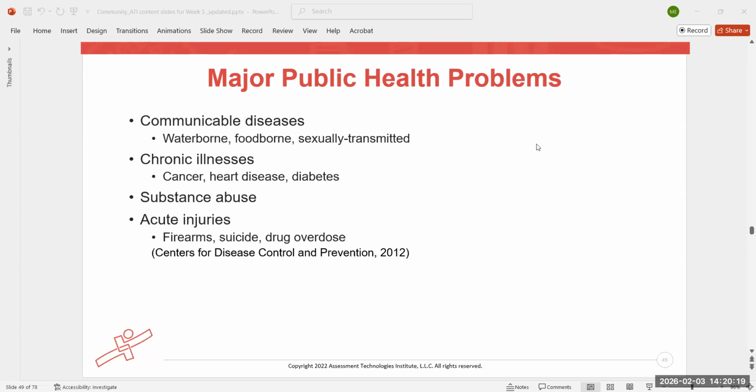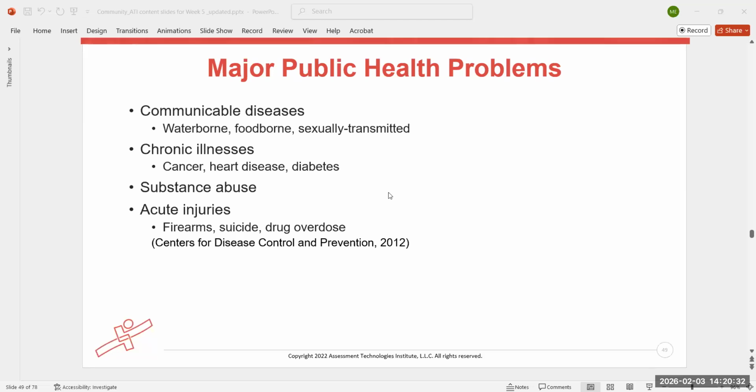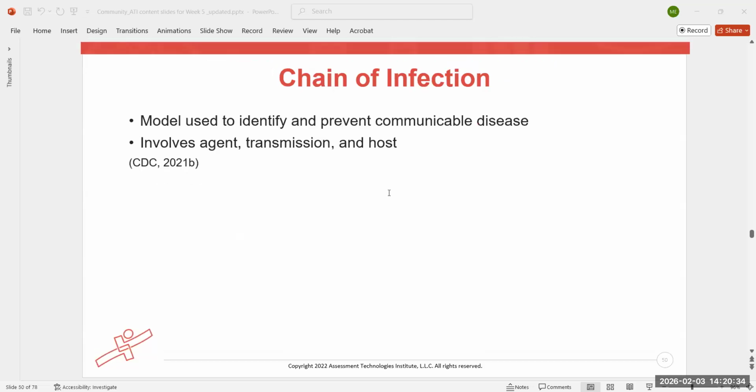Another big public health problem is chronic illnesses, such as cancer, heart disease, diabetes, risk of substance abuse, and then acute injuries from things such as firearms, suicide, drug overdoses. Oh, yeah, we talked about this, right? Chain of infection. It identifies and helps prevent communicable disease: you have the agent, transmission, and the host.